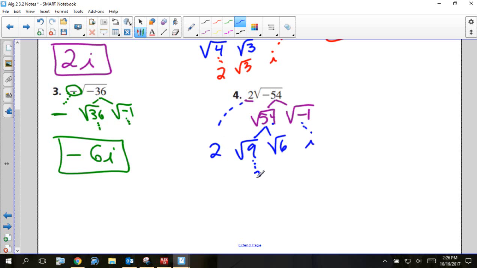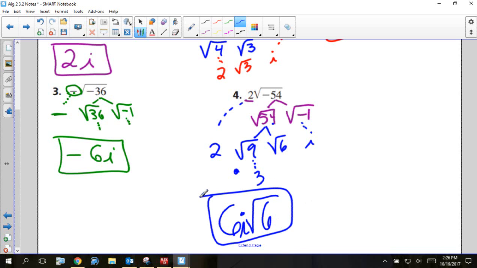So 9 becomes 3. When I go to combine it all together, I have that 2 out front, and then the 9 became 3. What operation is in between this 2 and the 3? It's a multiply. So we have 6, oops, I forgot my i, and then square root 6.